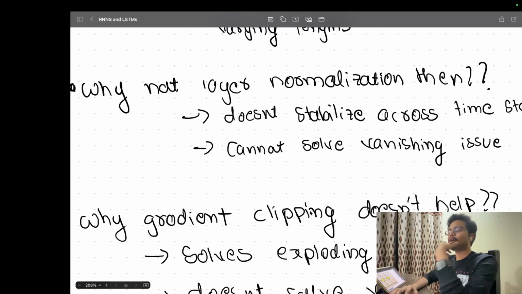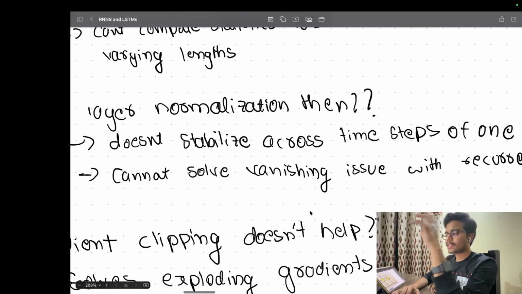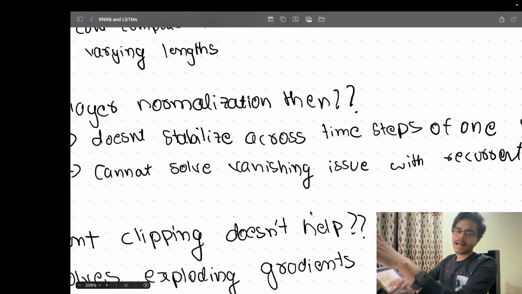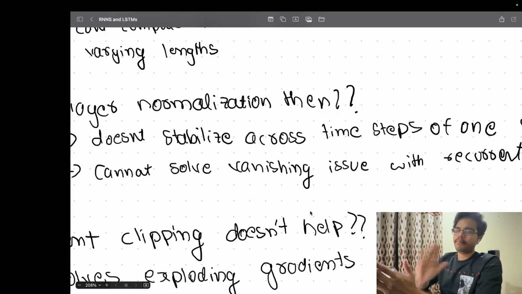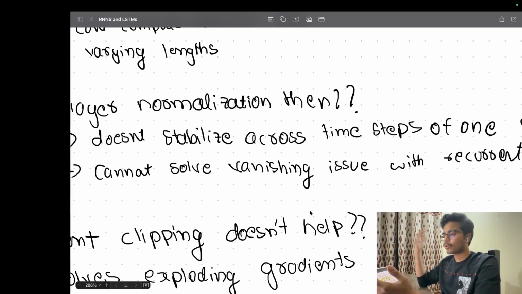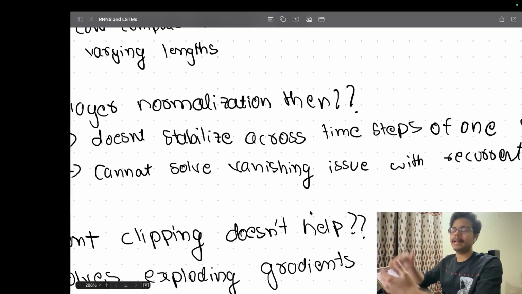Why not use layer normalization then? Well, that is a good alternative, but this does not stabilize across time steps. A layer normalization will help you perform well at a particular time step, but when you consider the next input, or you go back 10 steps back in time, layer normalization is not going to handle the vanishing and exploding gradients well.